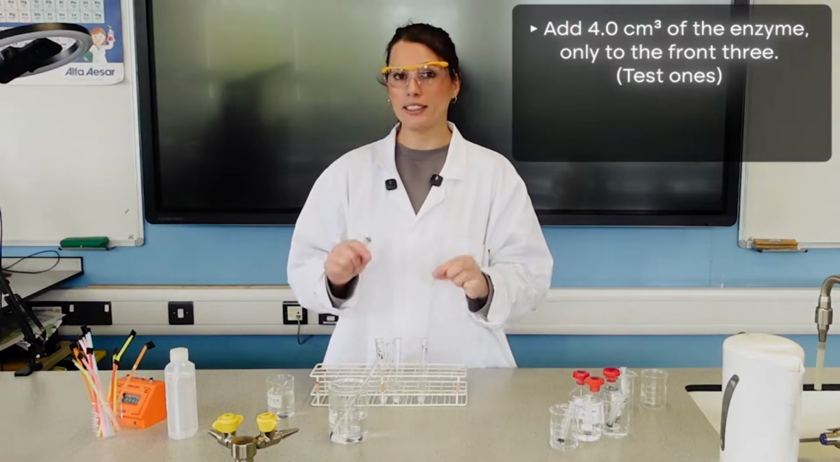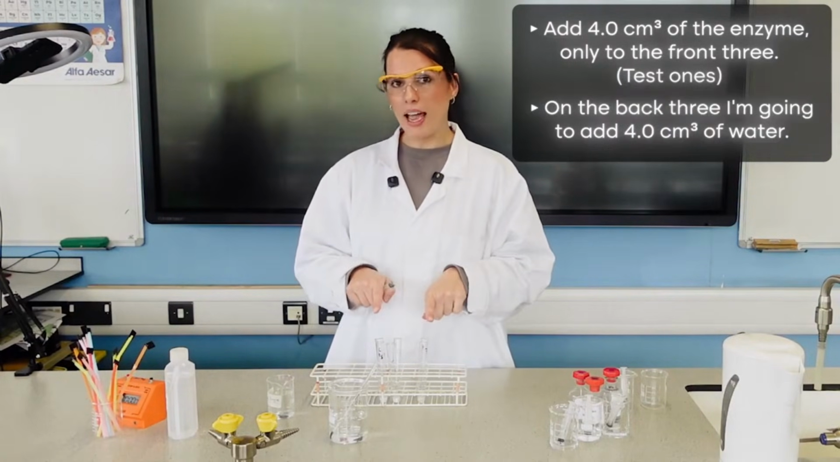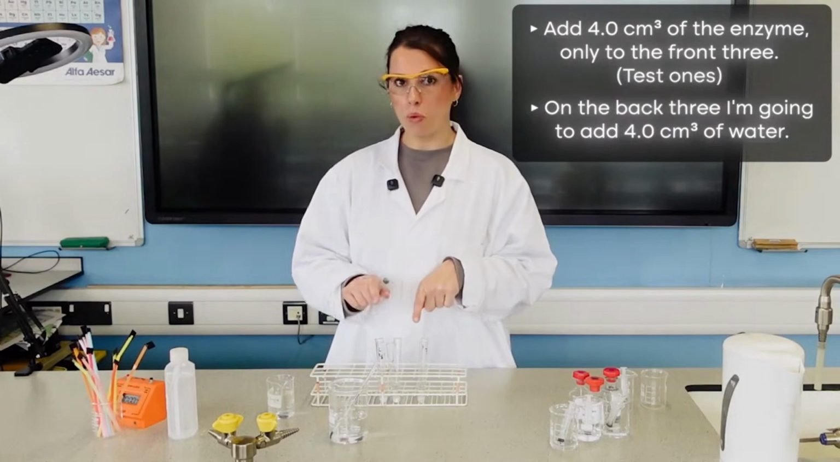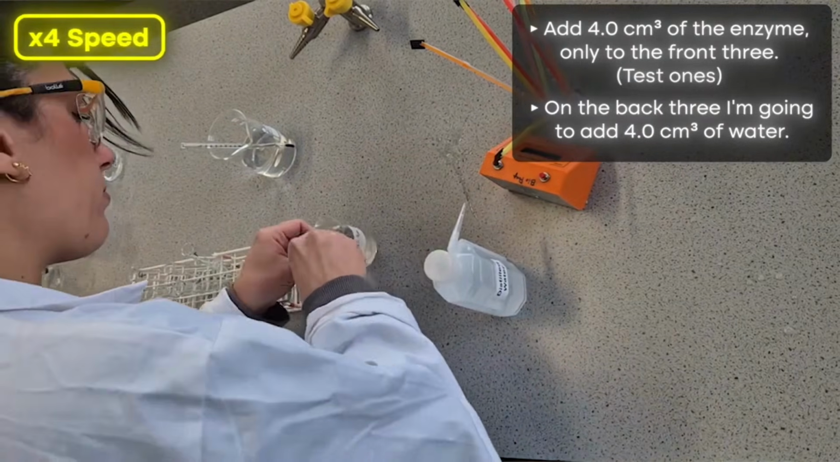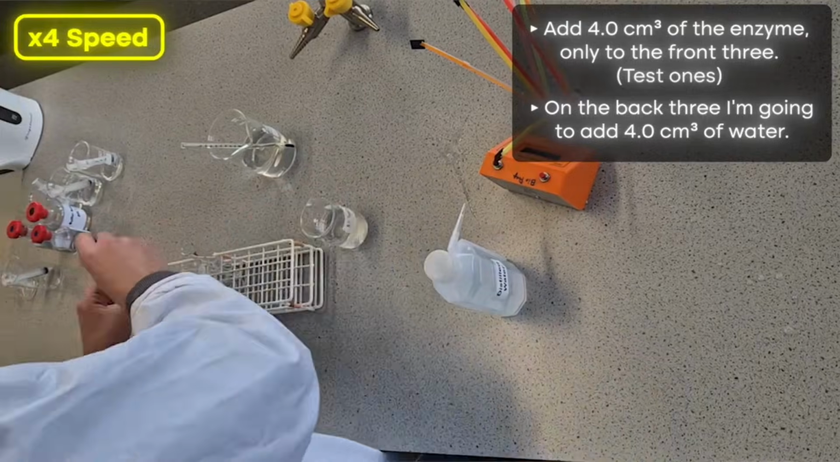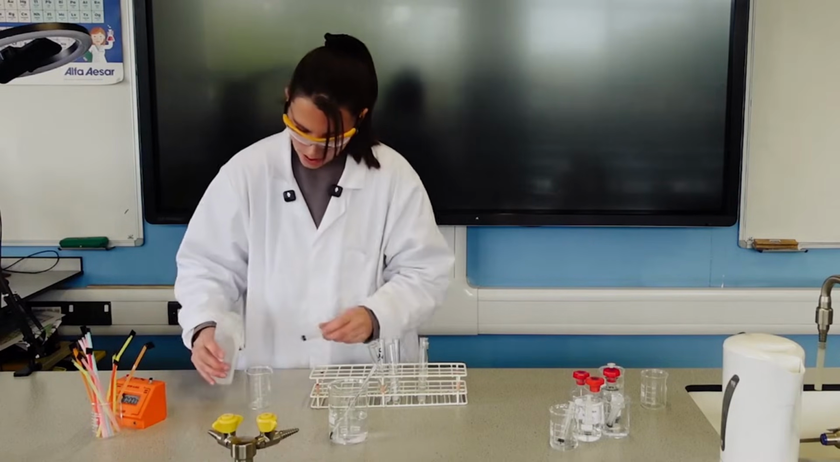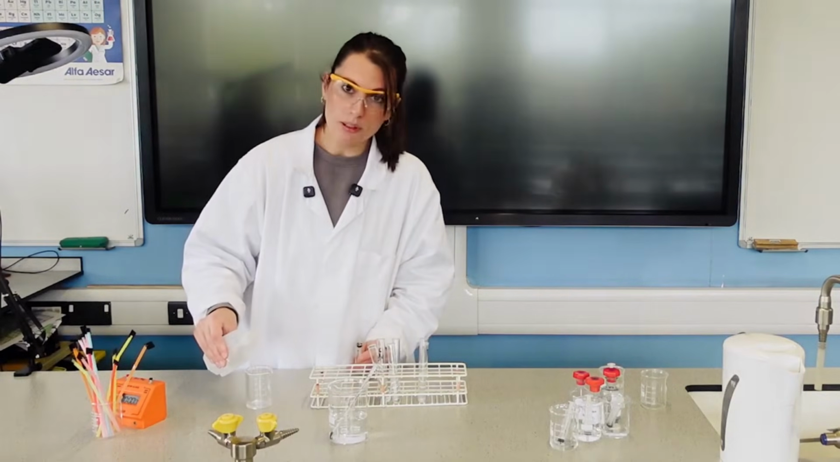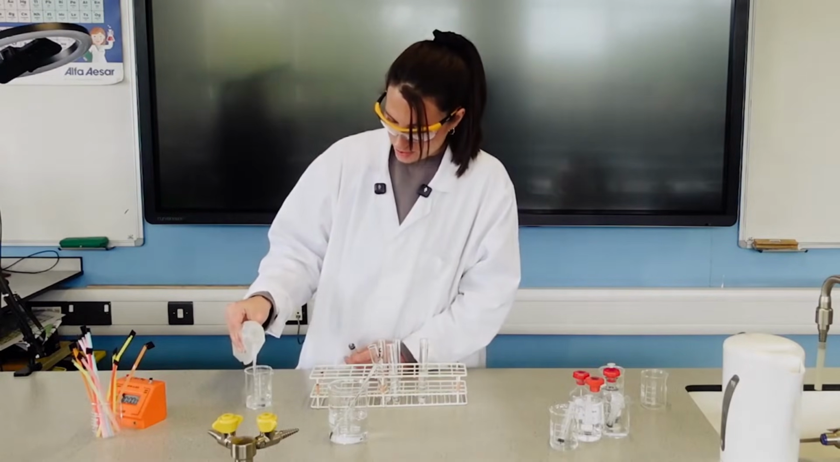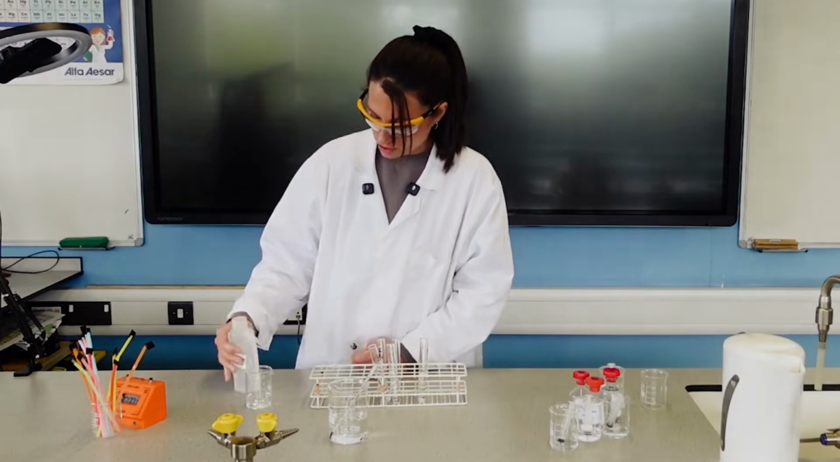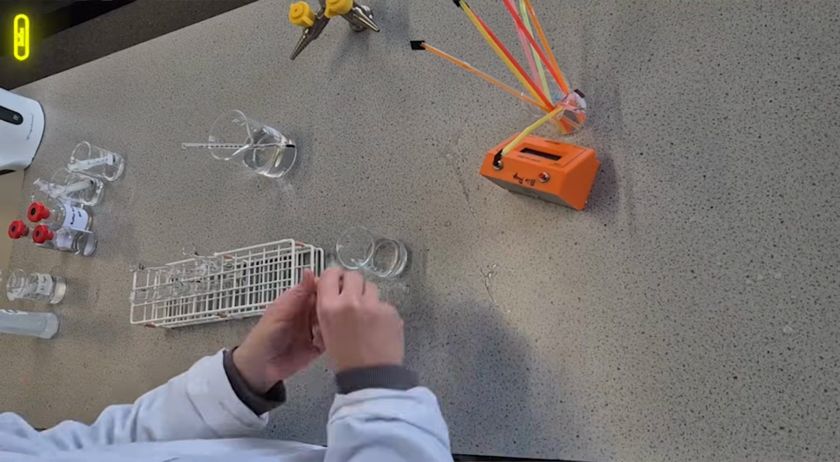Okay, so now I'm going to add 4 centimeters cubed of the enzyme only to the front 3, which were our test ones. The back 3, I'll be adding 4 centimeters cubed of water, not the enzyme. Okay, and the last one, this would either be your boiled enzyme that you'd be adding, or I'm adding distilled water. Same volume, to make sure it's nothing about the volume causing the changes.